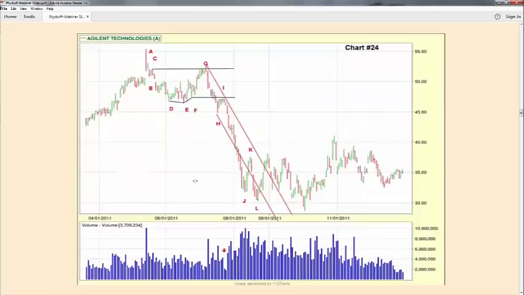A stock can also react without experiencing an upthrust. But in this case of Allegiant, it does. Let's take a look at Allegiant Technologies. It had a buying climax at point A, a secondary test at point C, and then it began a trading range.